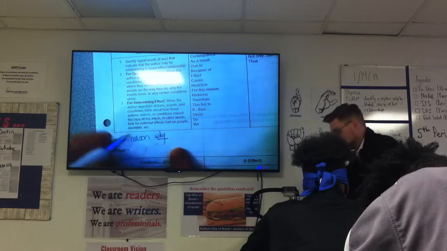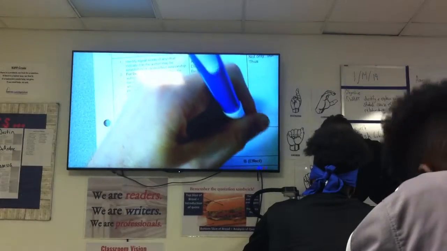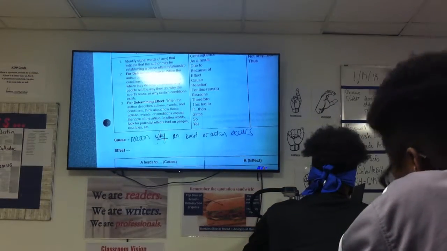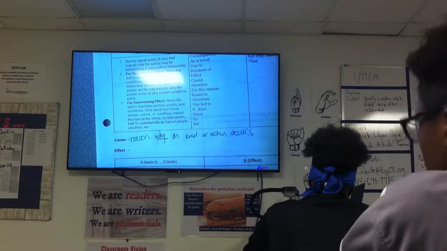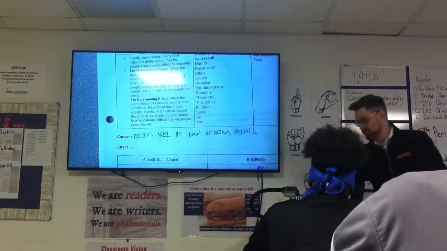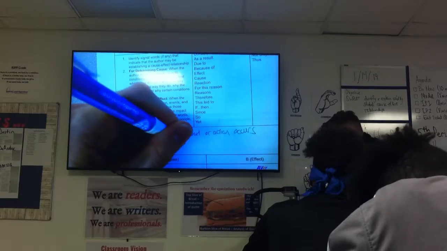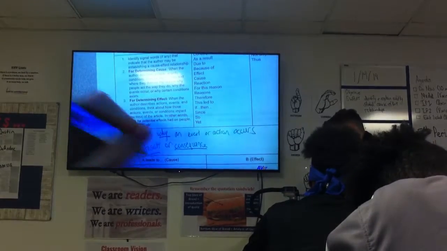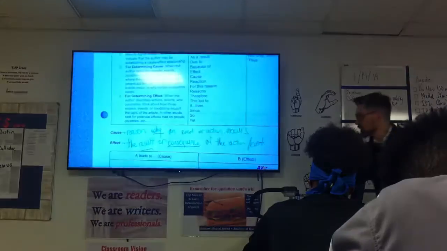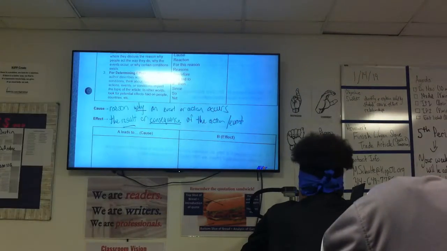So, reason why an event or action occurs. Okay? The cause is the reason why an event or action occurs. The second thing here is the effect. If the cause is the reason why, the effect is the result or consequence. Okay, it's the result or consequence of the action or event. Thanks so much for taking down the notes.